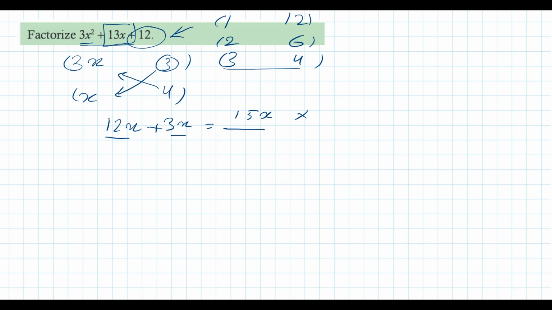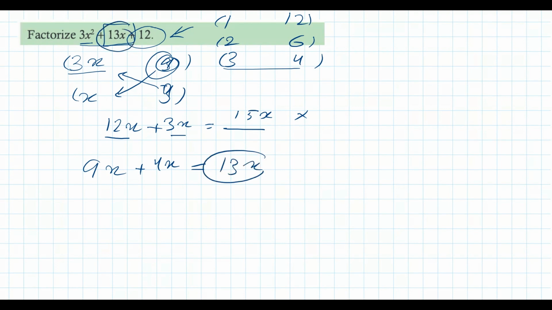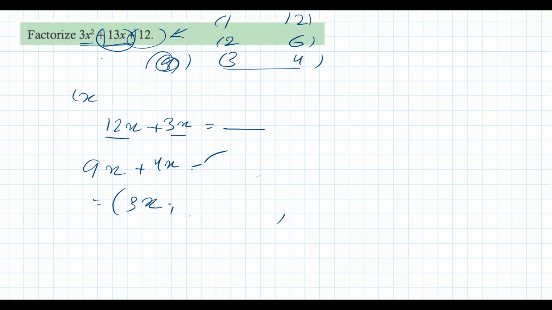Then flip them, put here 4 and here 3, and test it again. 3 times 3x becomes 9x. 4 times x becomes 4x. You need to add them. It becomes 13x. 13x is equal to the middle term. Then if you factorize this expression, the result should be 3x plus 4 times x plus 3.